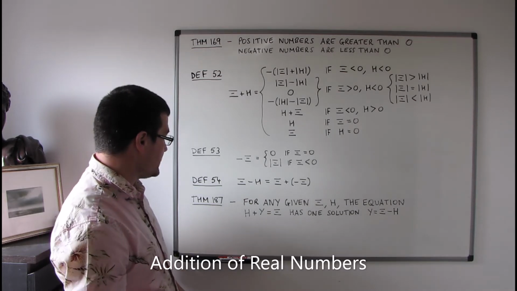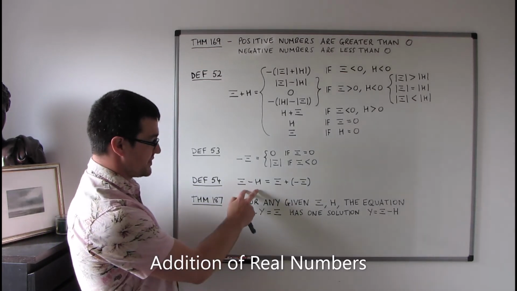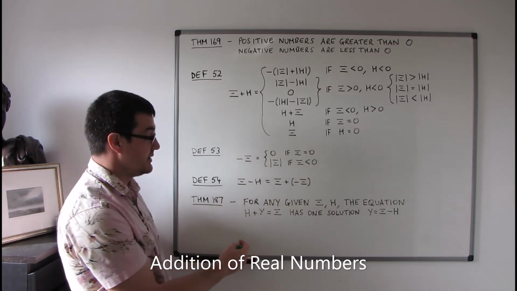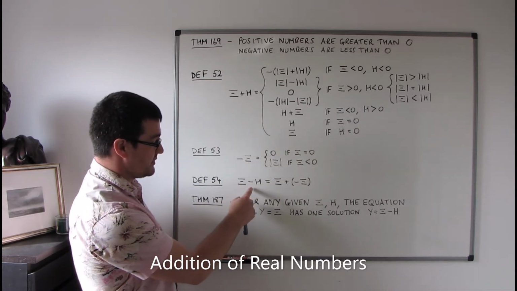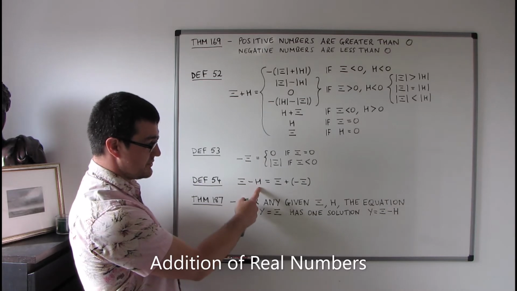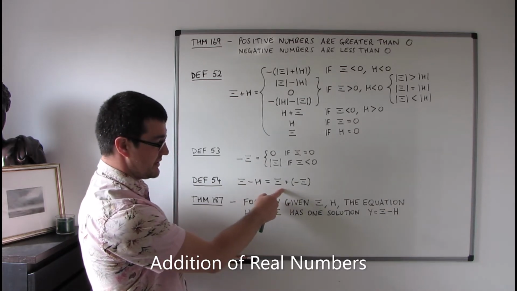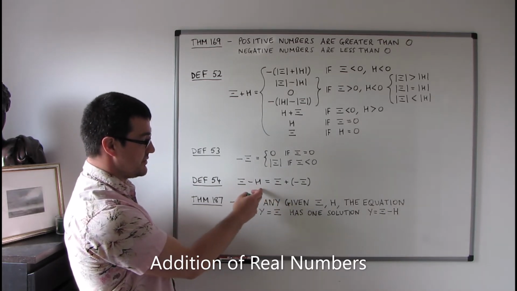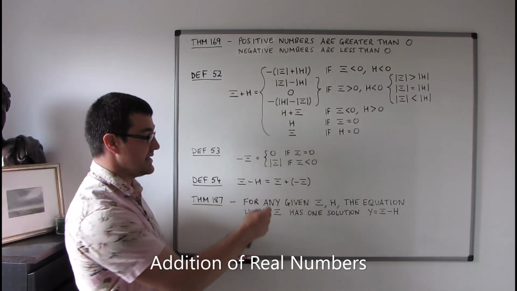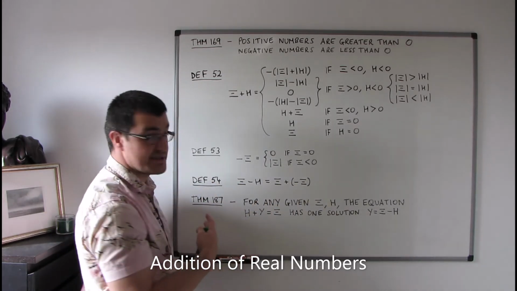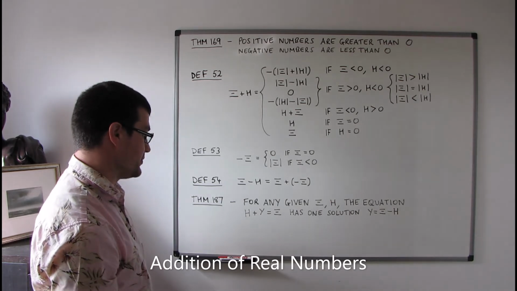Definition 54 brings a meaning to subtraction. Subtraction of real numbers, so one real number subtract another one. It's the familiar kind of thing that to subtract a number, we can interpret that as adding a negative number. So it's all of the usual properties.